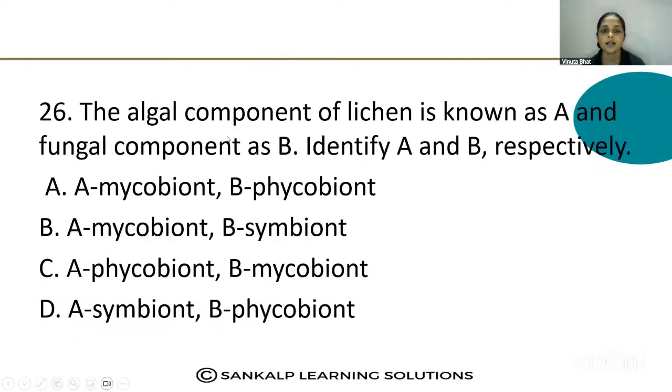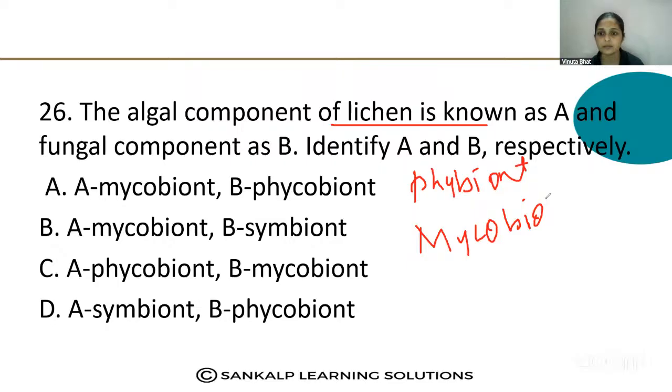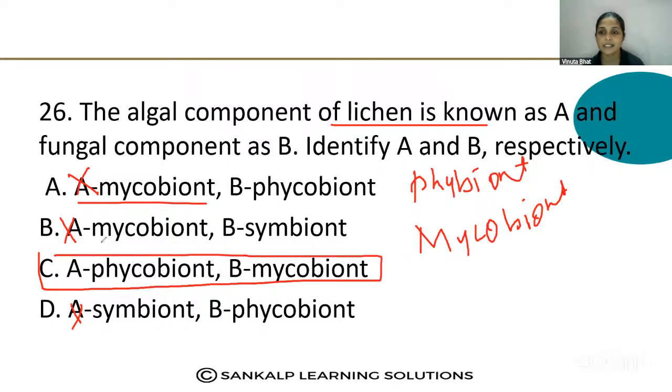Next question. The algal component of lichen is known as A and the fungal component as B. Identify A and B. Okay. Here the algal component of the lichen is called the phycobiont, and the fungal component is called the mycobiont. Right. Here which option is correct? A is phycobiont, so the first option is wrong. The second one is also wrong. The fourth one, D, is also wrong. So the correct option is C, phycobiont and mycobiont. Option C is the correct answer.